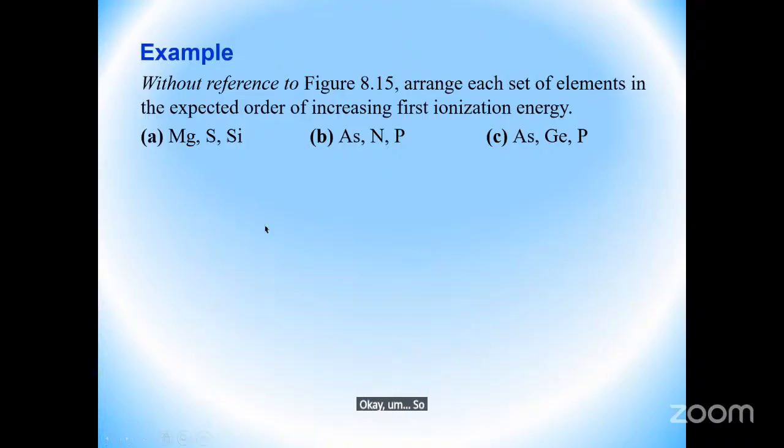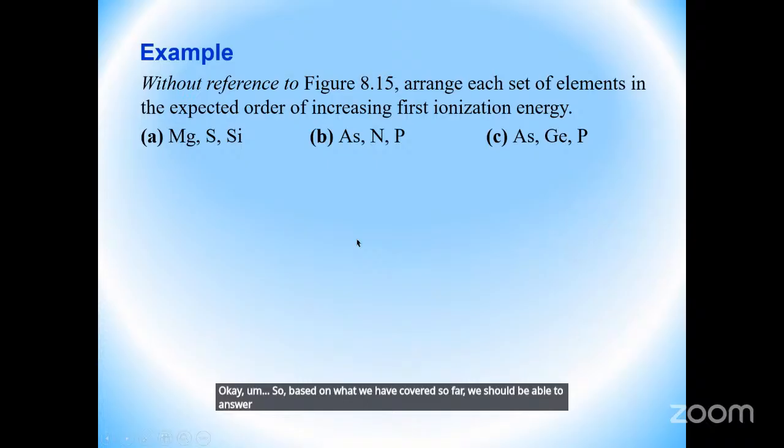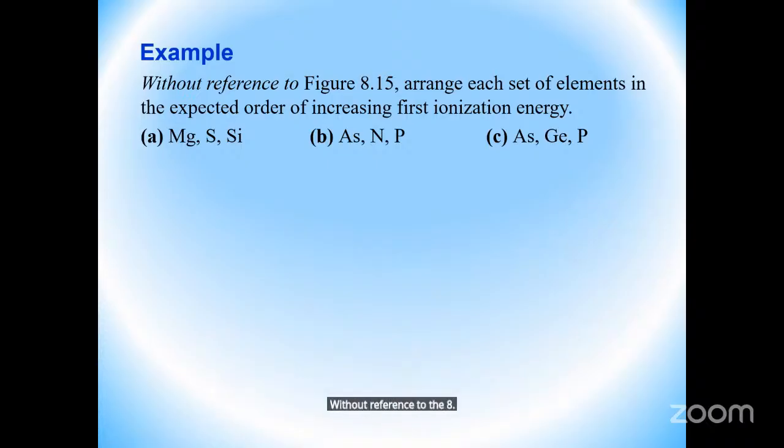So based on what we have covered so far, we should be able to answer these questions. This question says, without reference to figure 8.15, which gives the values of the first ionization energies, arrange each set of elements in the expected order of increasing first ionization energy. So increasing means you're going to start with the lowest to the highest, right? Based on the relative positions of the elements in the periodic table, all right?